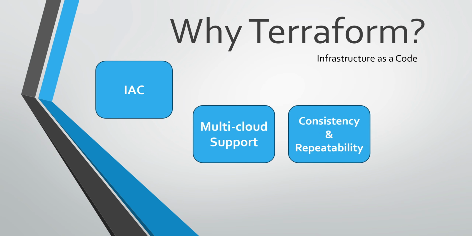Consistency and repeatability. The same Terraform code can be used to deploy dev environment, staging environment and production environments. Ensure everything matches across environments, so it is very consistent, and you can repeat your infrastructure on different environments. Like for the dev environment you might need some infrastructure on AWS, for the staging environment you may need different infrastructure on a different cloud, and the same for production as well.